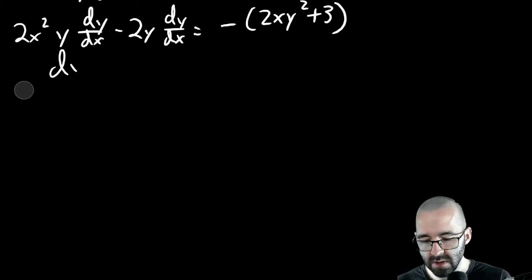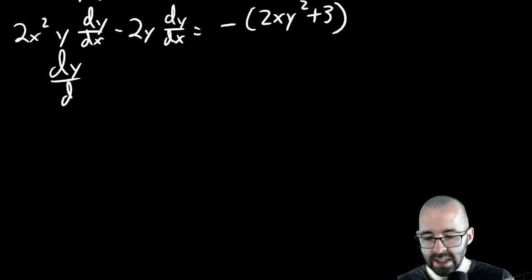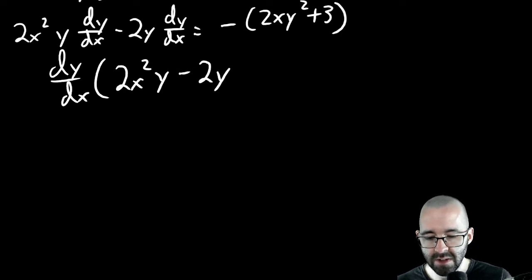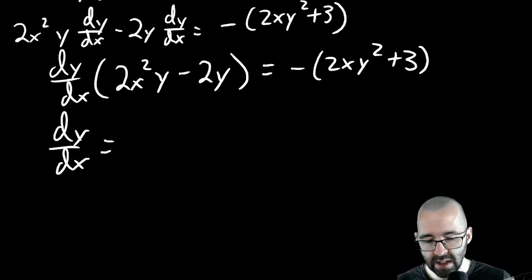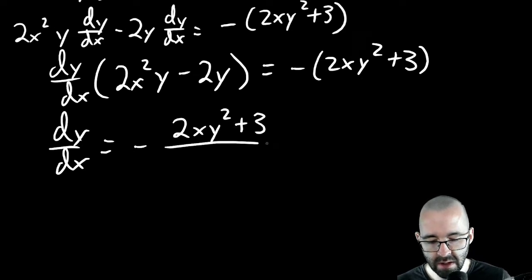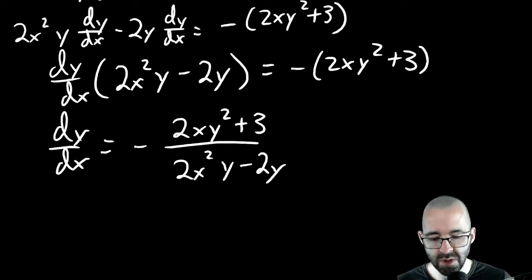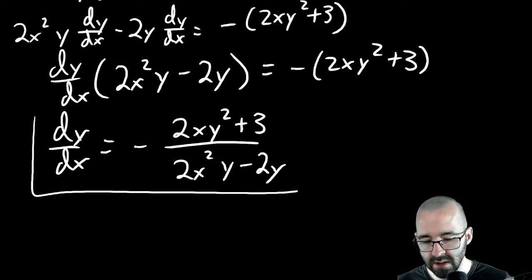So, you get dy/dx times (2x squared times y minus 2y). We could factor that even a little bit more. Equals negative (2xy squared plus 3). Divide both sides by what's in parentheses, and you're going to get negative (2xy squared plus 3) over (2x squared y minus 2y). And that's a good answer.